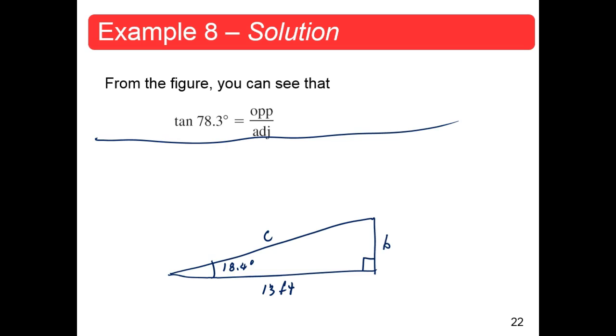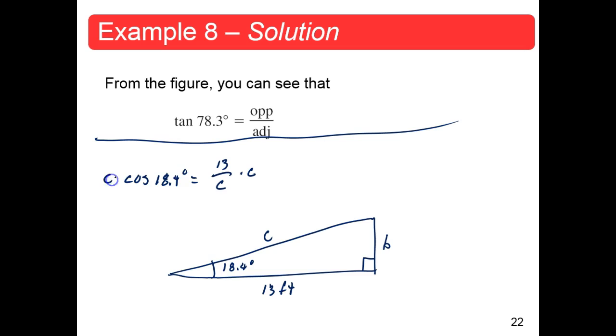How do we find C? What relationship does C have with 18.4 degrees and 13 feet? C is the hypotenuse because it's opposite the right angle. You're absolutely right. So for this angle, 13 is the adjacent side and C is the hypotenuse. What trig function relates those two? Cosine. So we can write cosine of 18.4 degrees is equal to what? 13 over C. Perfect.